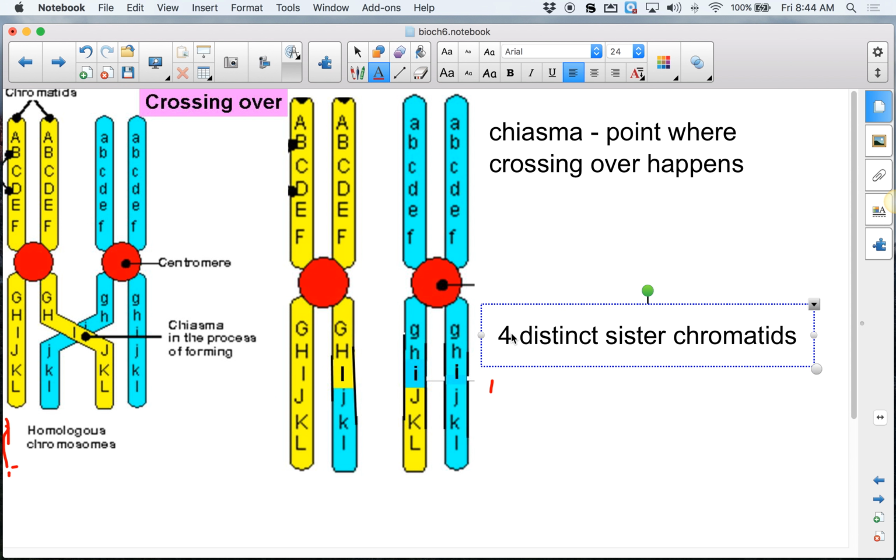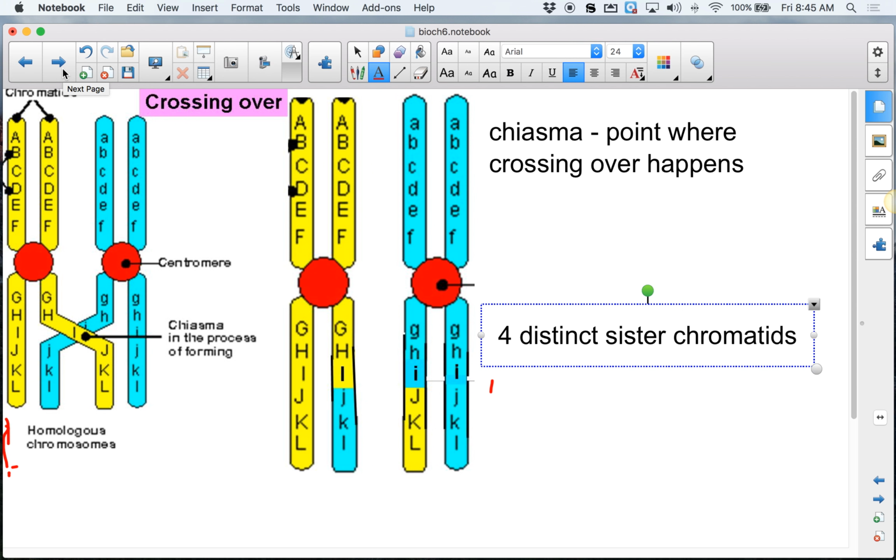So identical twins happen differently. We're going to talk about identical twins on Monday when we come back. Identical twins come from the fact that a fertilized zygote splits after it's been fertilized. And we'll look at that. But there are things called half-identical twins. We'll talk about how that happens too.